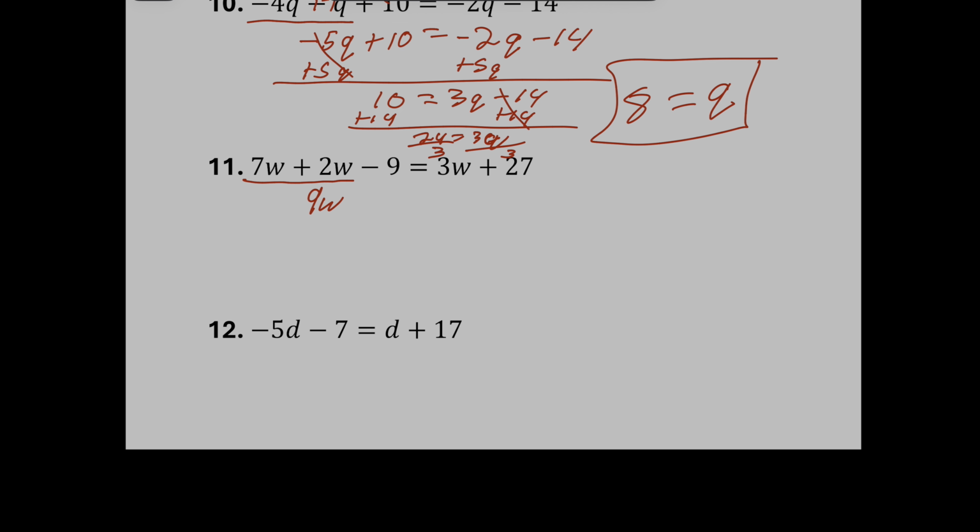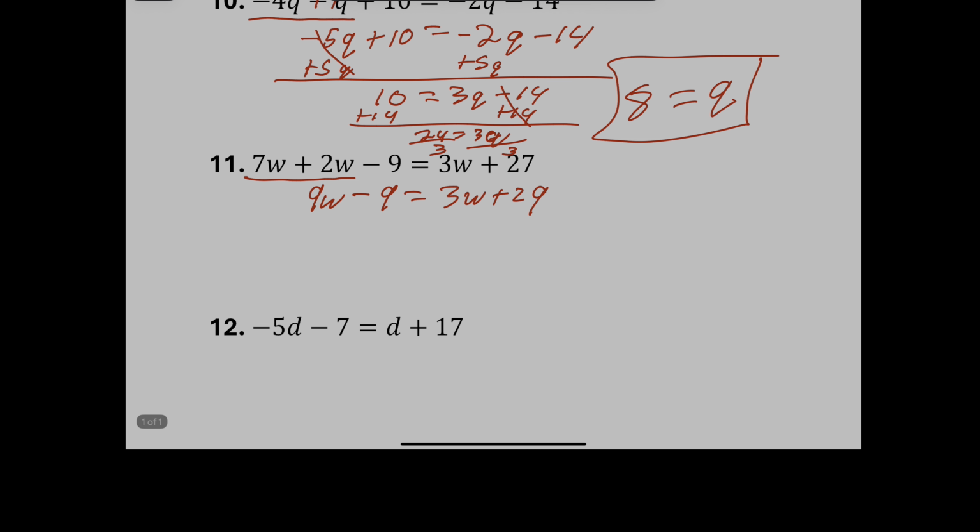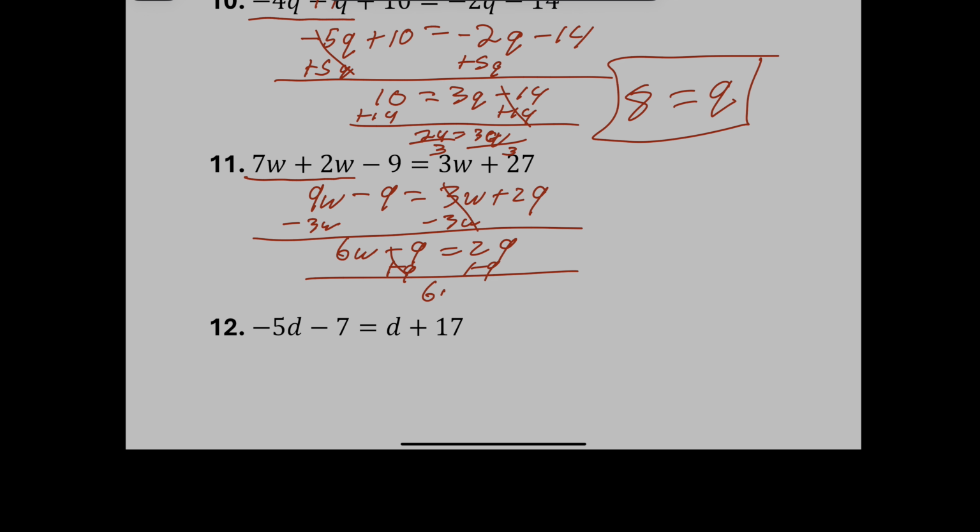That's going to give me 9w. Don't go minus 2. I see students do that a lot. The only time you would go minus 2 is if you're going over the equal sign. We are not crossing the equal sign. We're combining on the same side, so we just do the math. I want to go minus 3w because I want to keep my w's positive. And I'm going to get 6w minus 9 equals 29. Now, if I add 9 to both sides, I'm going to get 6w equals 38.